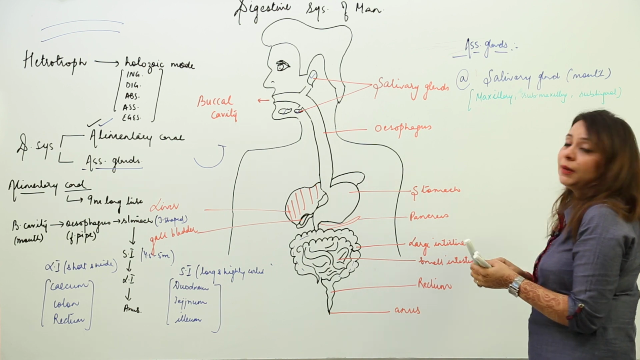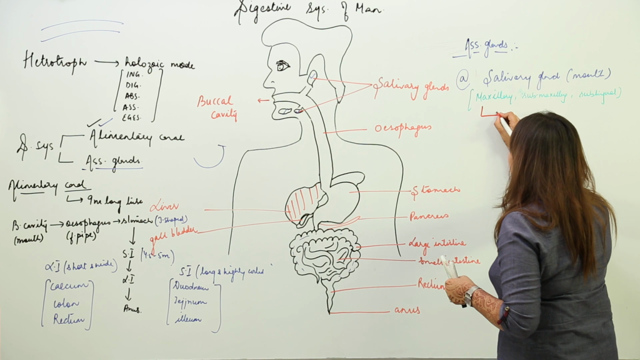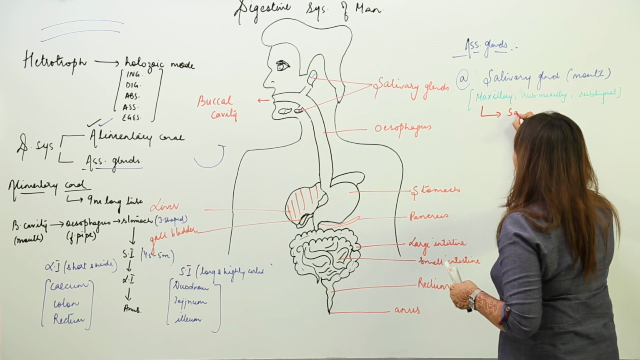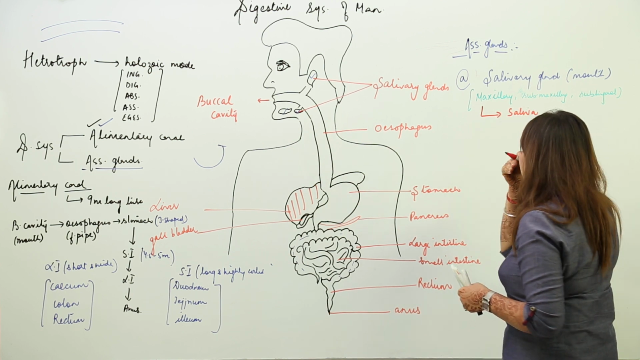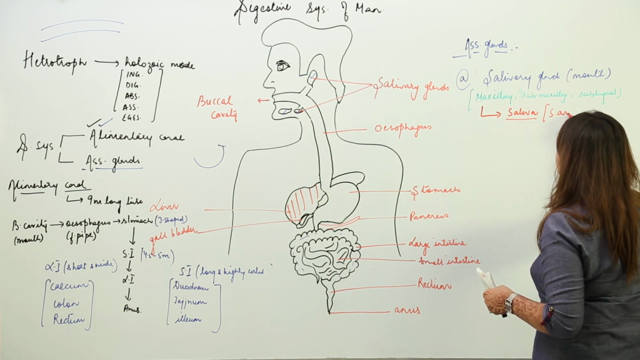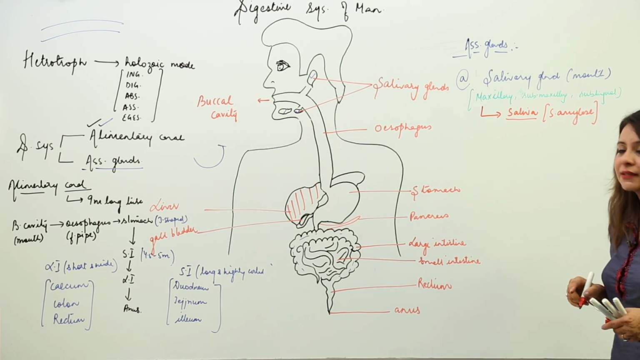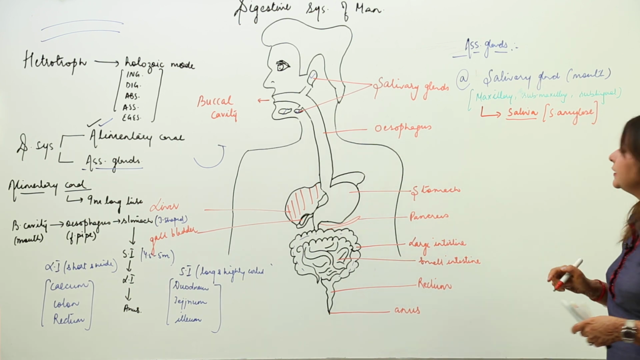Now if we talk about the secretion, what they actually produce, we see that the salivary gland produces saliva. And what does saliva contain actually? It contains an enzyme, salivary amylase. And you know what the function of this enzyme is?